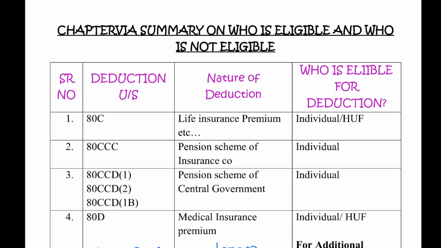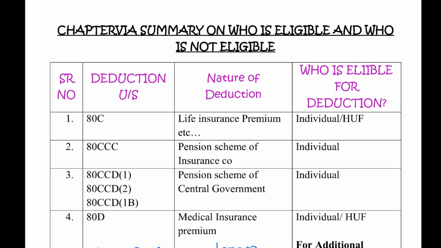Today we are going to deal with a very specific point on chapter 6 deduction, which is relating to residential status. In examination, sometimes what happens is we have studied the theory part very well. We are also well versed with the limits which are there in the chapter 6 deduction. But the area where we are bound to make mistakes is the residential status.